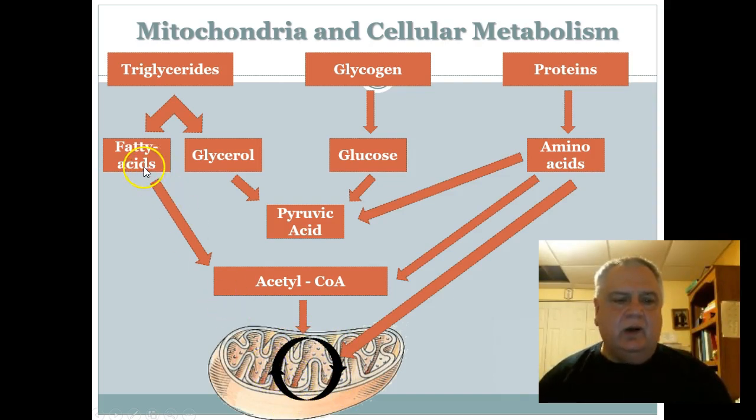Fatty acids themselves will be split and broken down into two carbon groups, acetyl groups, which will be picked up by coenzyme A and transferred to the mitochondrion as well. So remember, fatty acids are long chains of carbon atoms. So we take those carbon atoms and we break them down into groups of two, and then they're picked up by CoA and taken into the Krebs cycle to be metabolized to produce ATP.